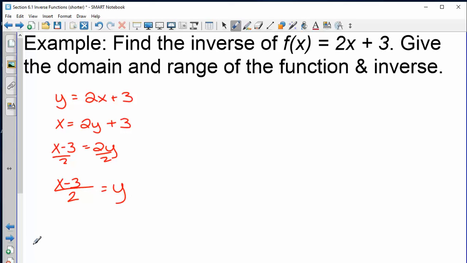And final step, I do want it to go back to function notation. So instead of y, we are going to write f inverse, so that f to the negative 1 of x equals x minus 3 over 2.